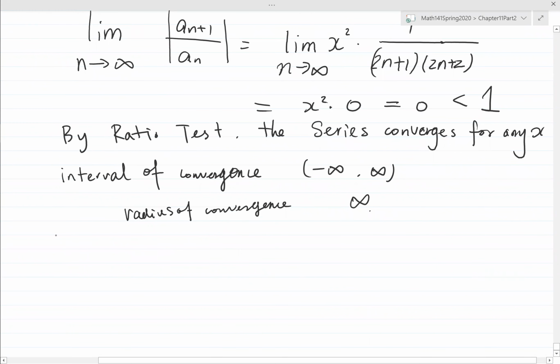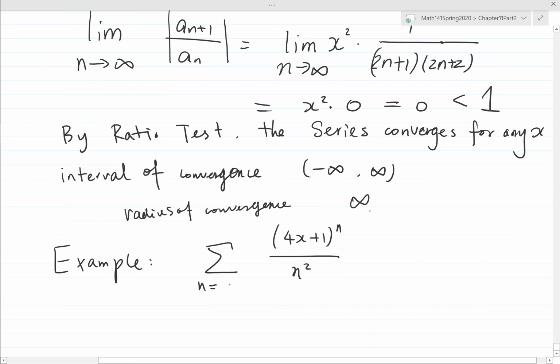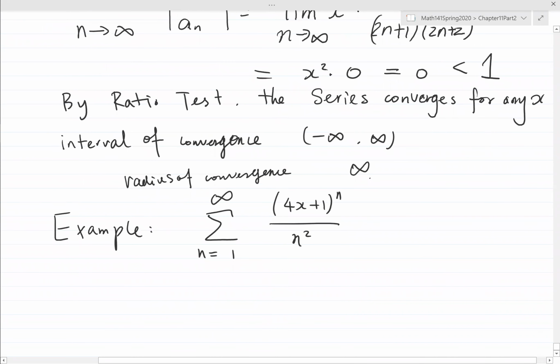Okay, let's see this example. This example is the power series sum of (4x+1)^n over n squared, n from 1 to infinity. Okay, now as I mentioned earlier, we use the ratio test to determine its convergence. So this a_n, the general term, has denominator n squared and numerator (4x+1) to the power n.